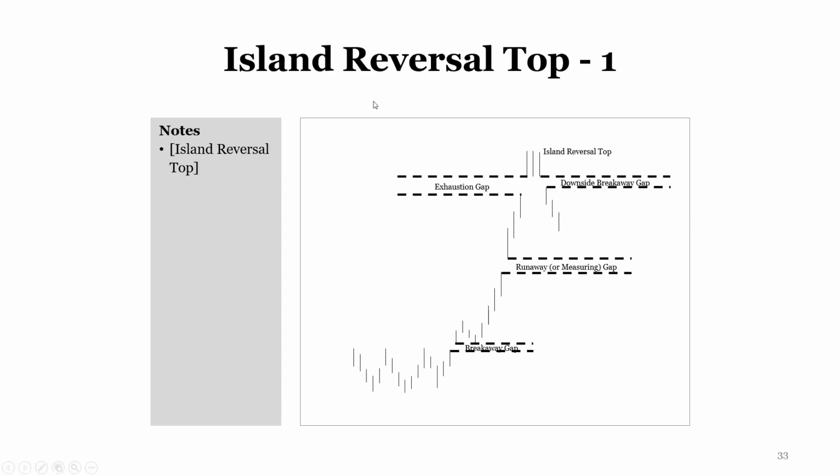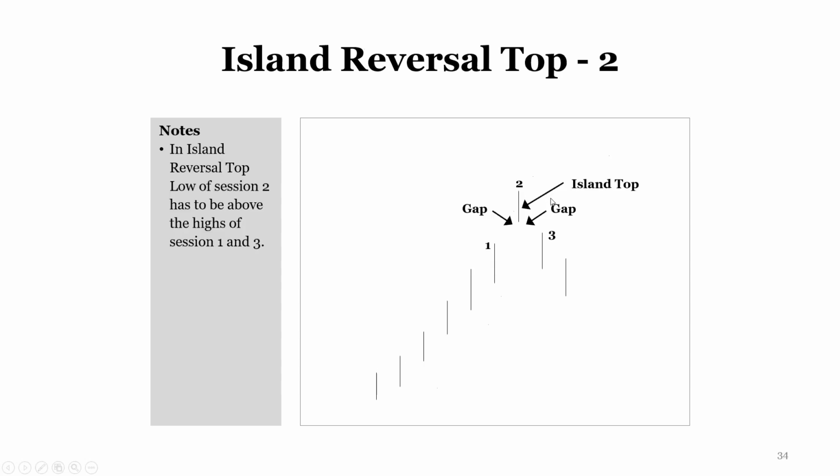I already talked to you about island reversal. So island reversal is the stock gaps up, and then gaps down. So it has to gap down. That's where the island reversal top occurs. So the stock gaps up and then gaps down. And this is another pattern I'm showing you. So the stock gaps up and then gaps down. So an island is formed. Okay.